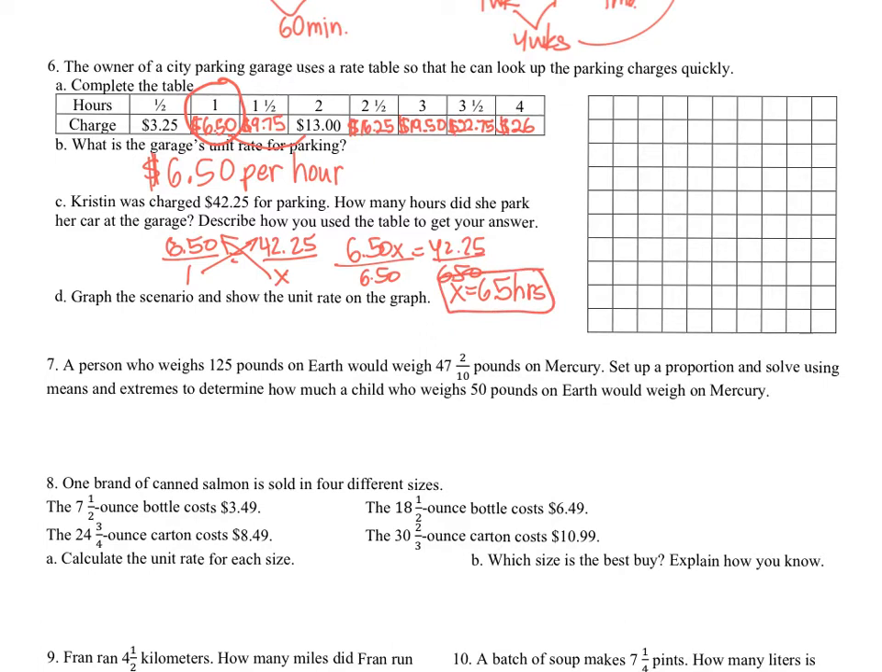Then part D says graph the scenario and show the unit rate on the graph. Well, of course we know that the hours is going to be the x and the y is going to be the amount of money. So y-axis is vertical, x-axis is horizontal. We only have to get up to 4, so I'm going to skip every other line. 1, 2, 3, 4, and we have to get up to $26. So I'm going to count by threes.